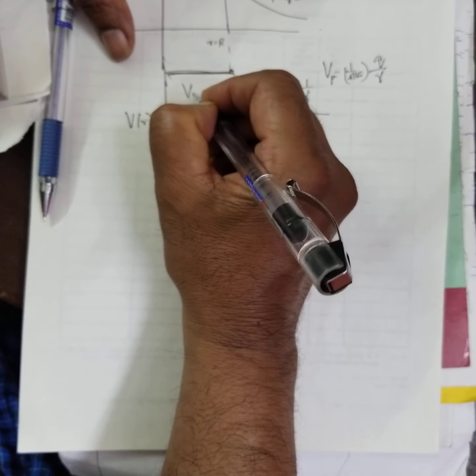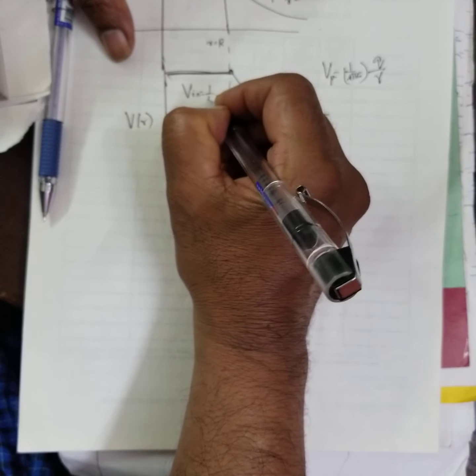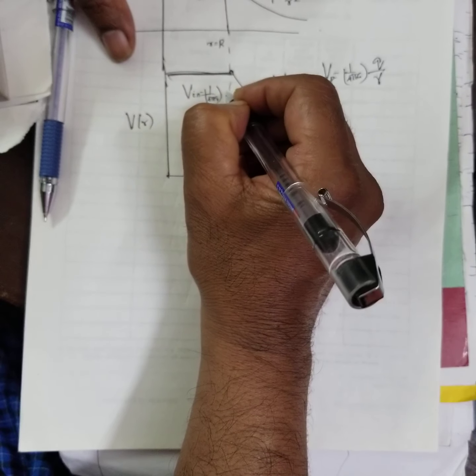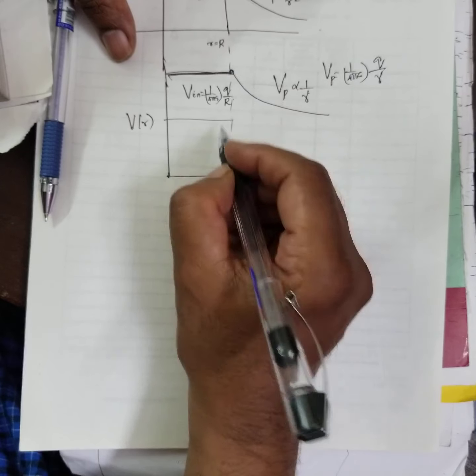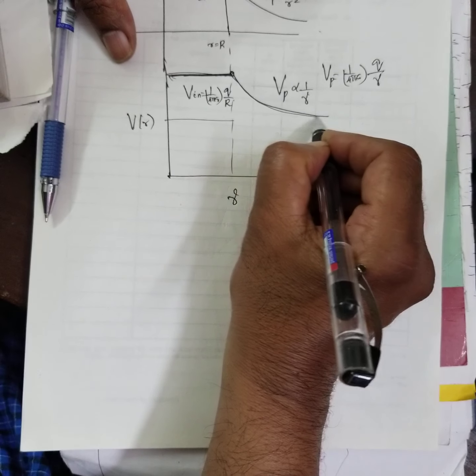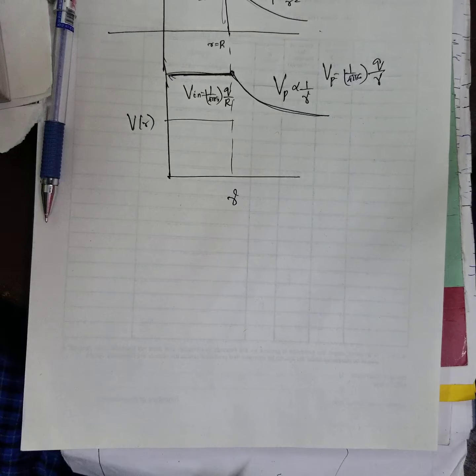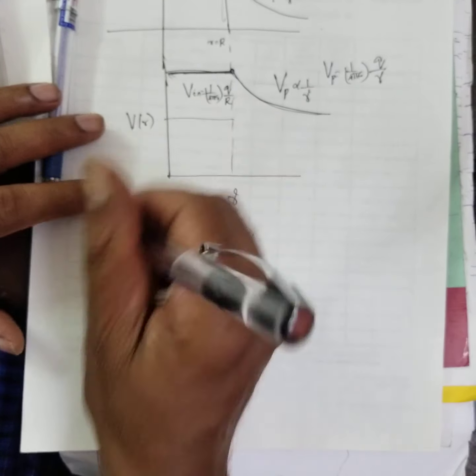Therefore, potential inside is equal to what? 1 by 4 pi epsilon naught charge by r. That means everywhere it remains constant. Therefore, see the curve. It is continued here, it has a discontinuity. The potential inside is also the same.